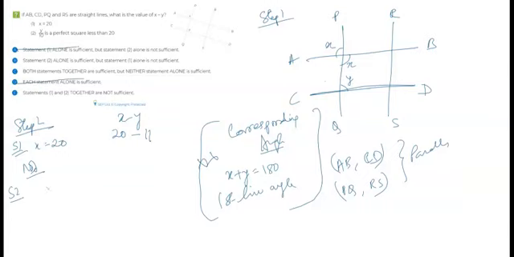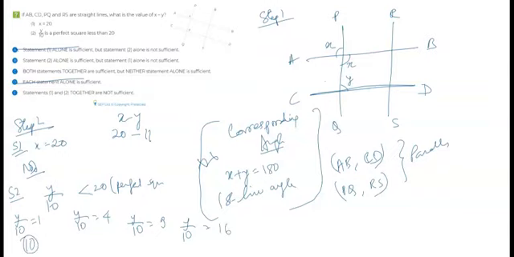The second statement is y by 10 is a perfect square which is less than 20. Again, let me write it down. So y by 10 is a perfect square. y by 10 could be 1. y by 10 could be 4. y by 10 could be 9. y by 10 could be 16. And you'll get different values of y. Here you'll get 10, here you'll get 40, here you'll get 90, and here you'll get 160. So you can see that you are getting 4 different values of y, not a unique value of y. So obviously, even this statement is not sufficient.